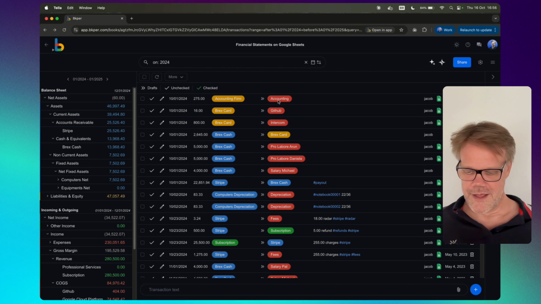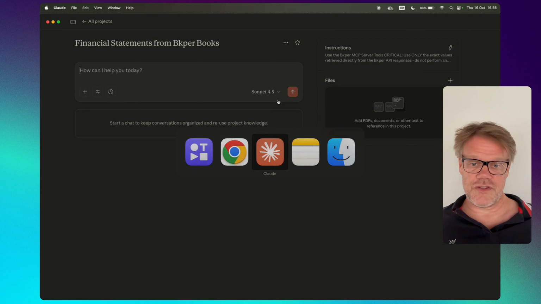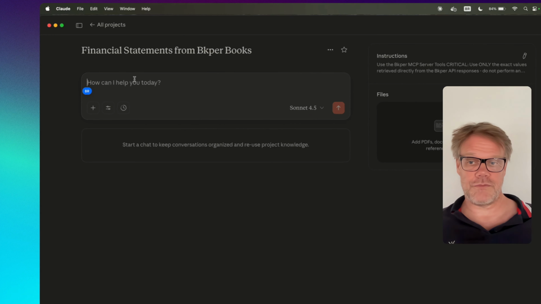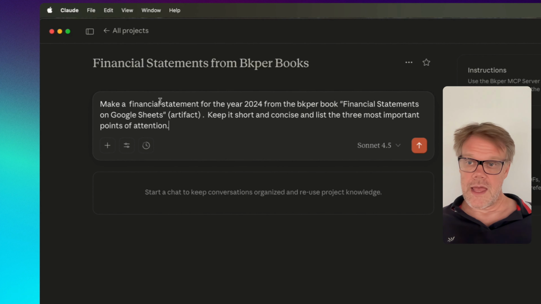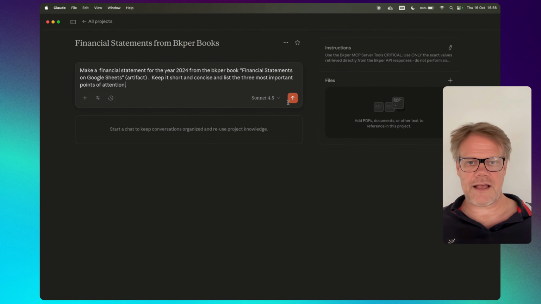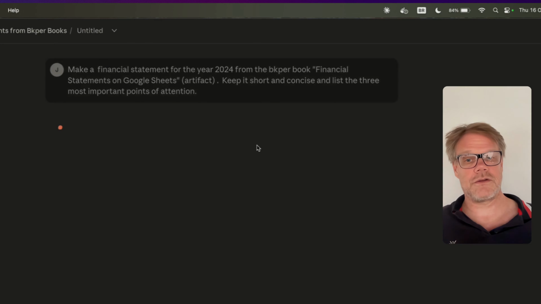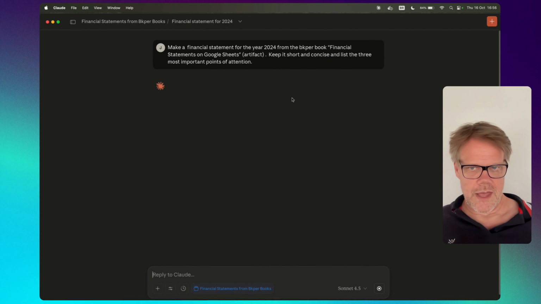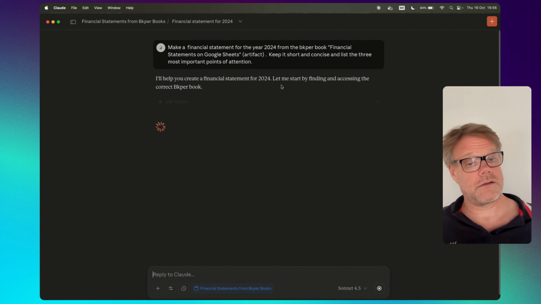Okay. So in my machine, I have installed the Bkper MCP server, and with that I can access from Claude Desktop, for example, my financial data in a book. And I'll ask the LLM to make a financial statement with the data from my book.